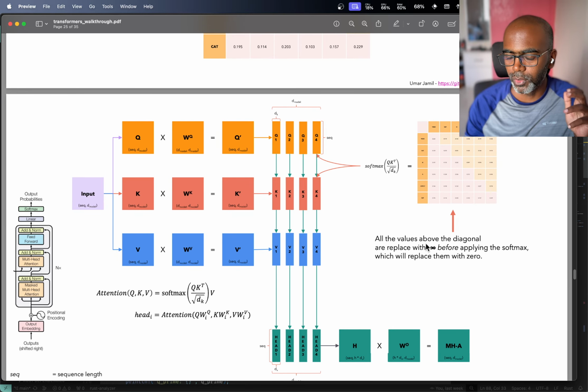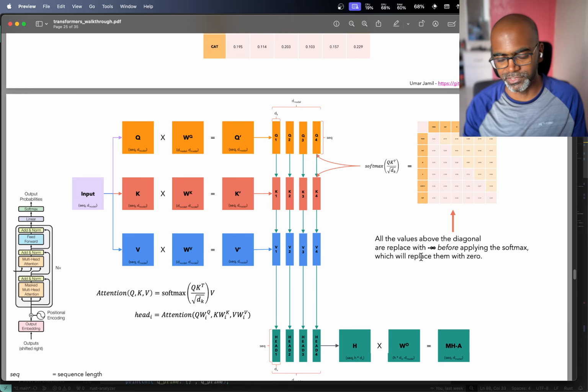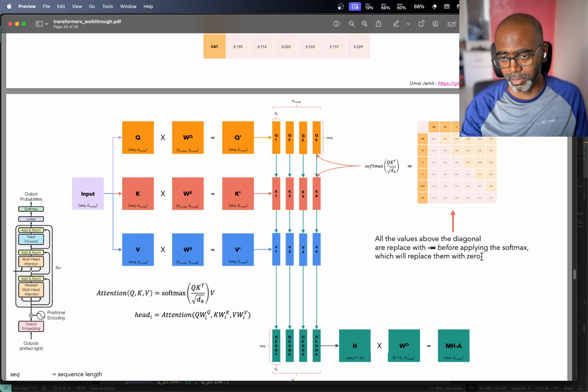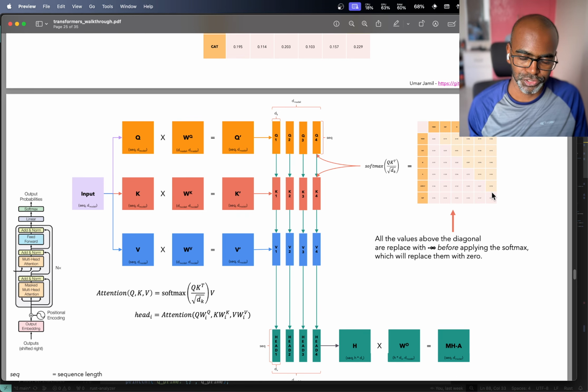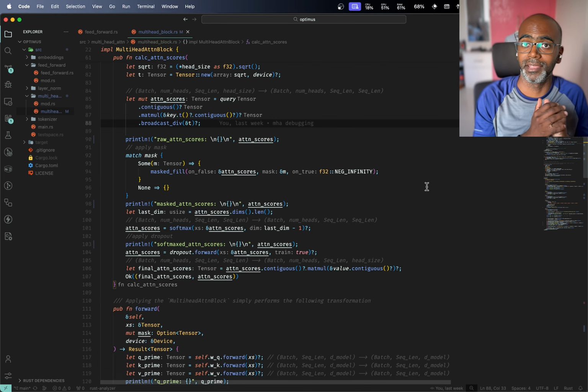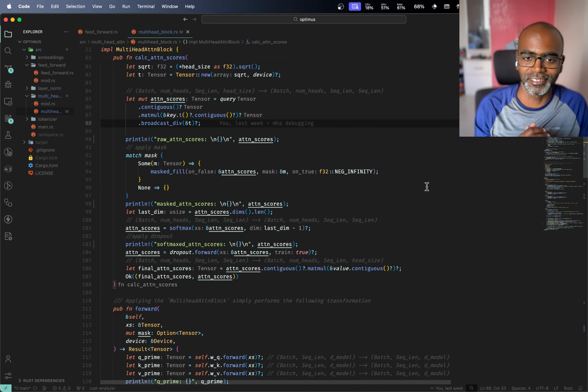As it says, all the values above the diagonal over here are replaced with some value close to minus infinity. Obviously, we can't represent real infinity, so we'll have some really large number. Then when you apply the softmax, all of that will go to zero. So you can go ahead and do that masked multi-head attention. All of this is just playing around with tensors to ensure that you get the result that you want. That's how I understood this.